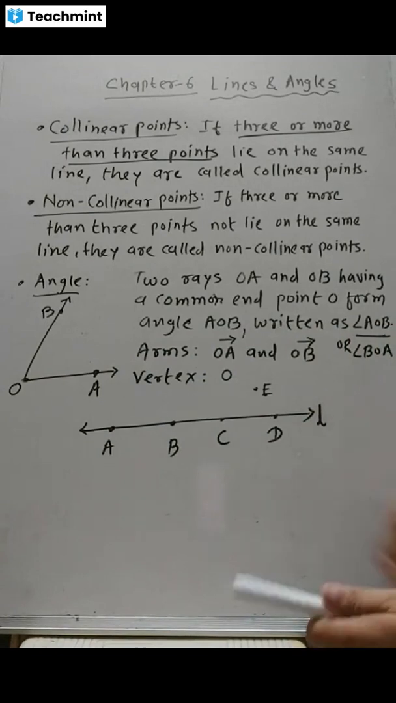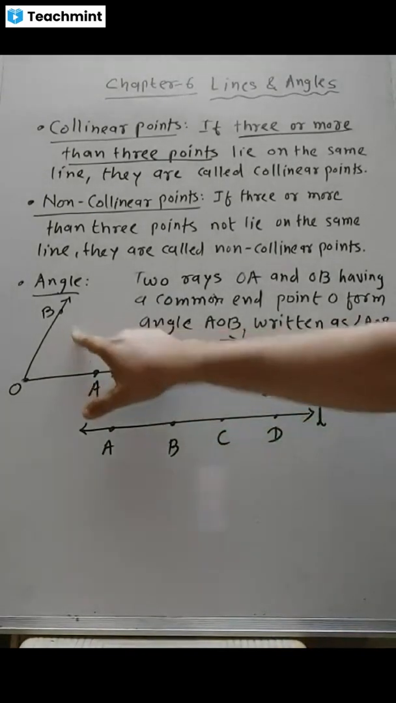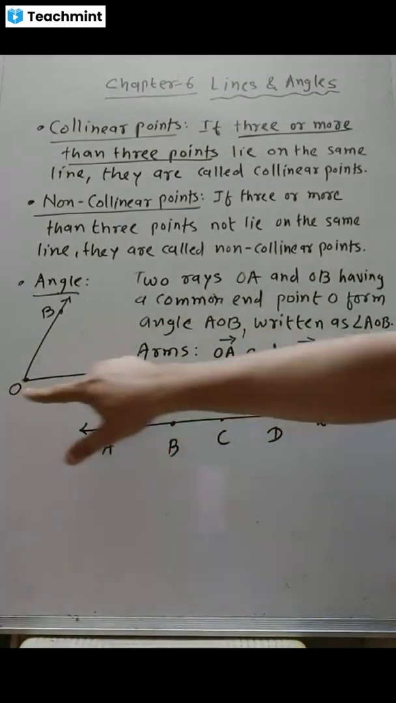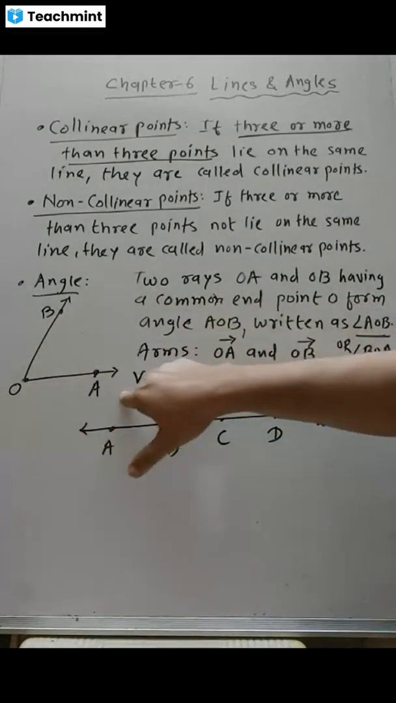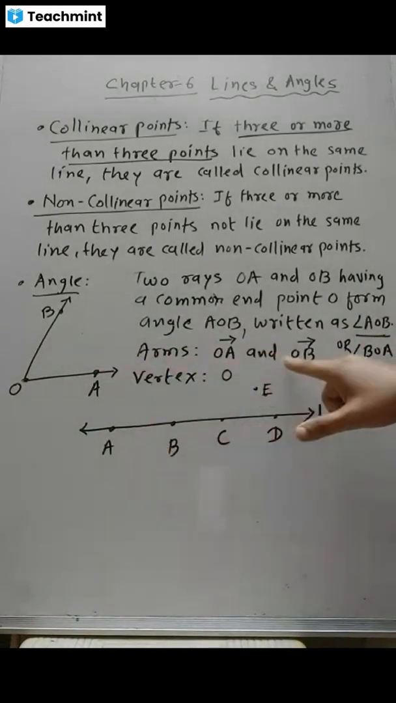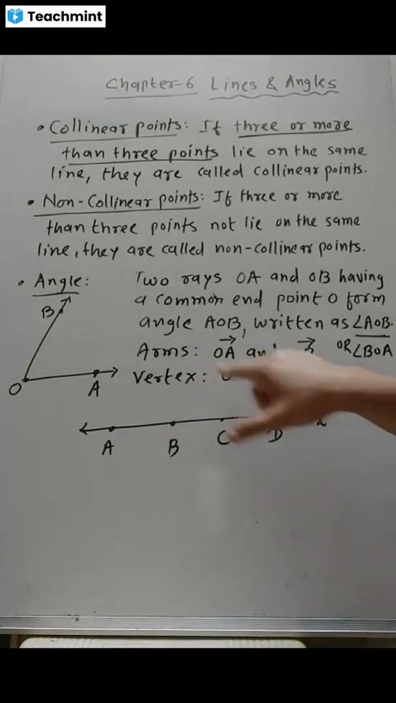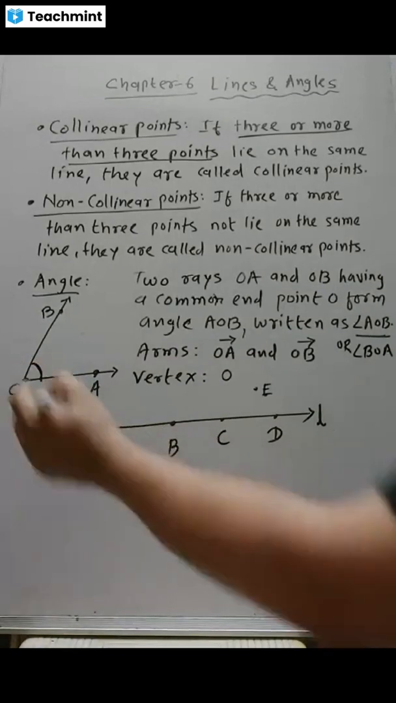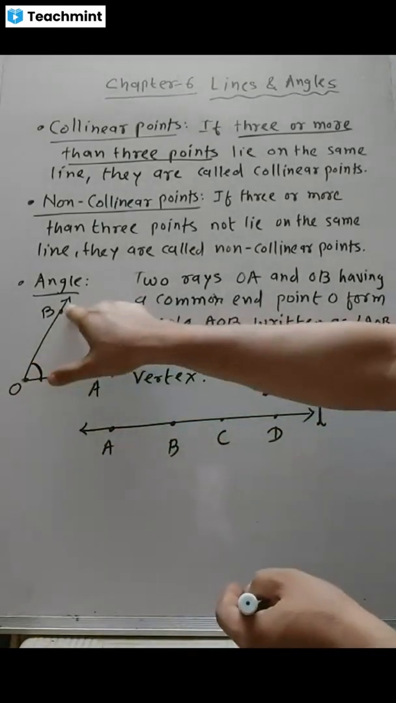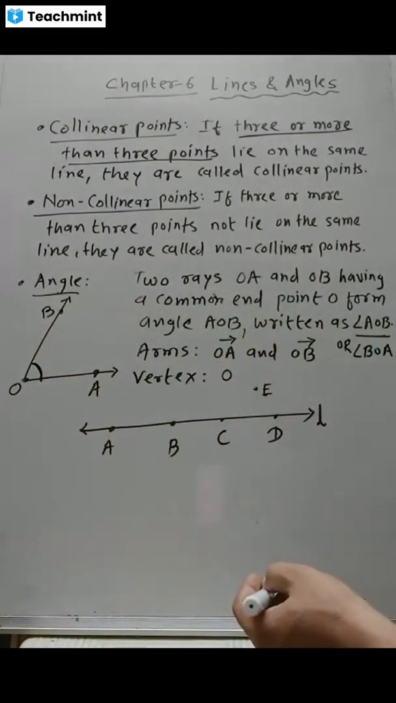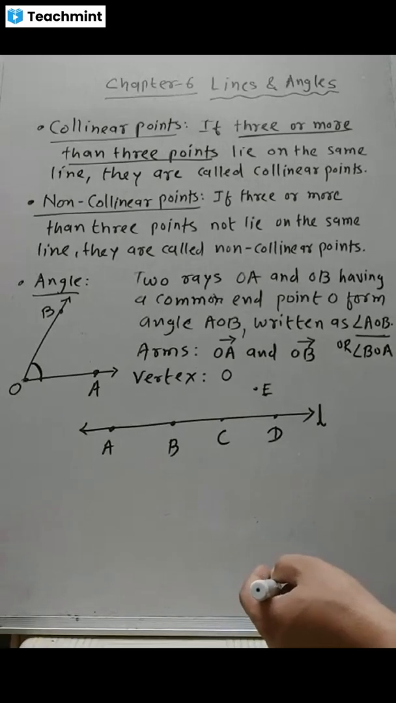Angle BOA. And there are two arms. In any angle, there are two arms, ray OA and ray OB. The common point O, the endpoint, is called the vertex of the angle. That is an angle. Angle AOB is the same as angle BOA. Okay, angle AOB or angle BOA, both are the same.